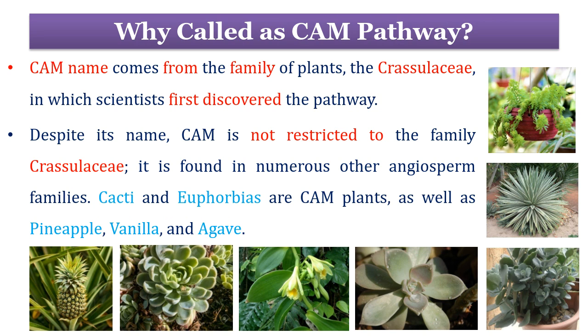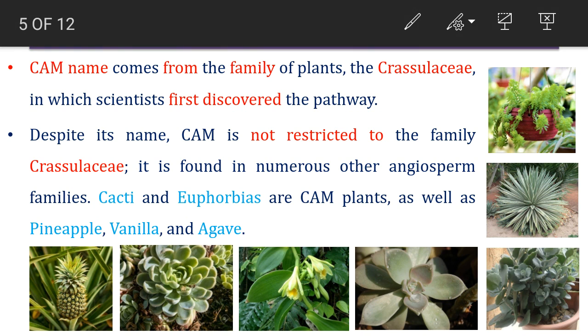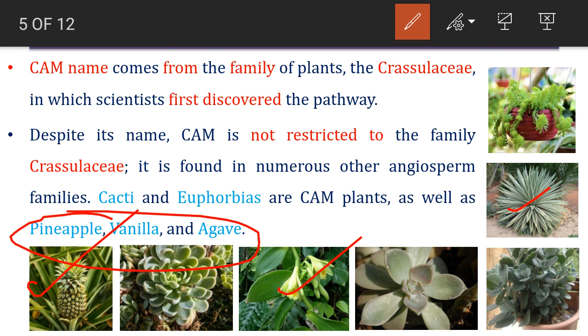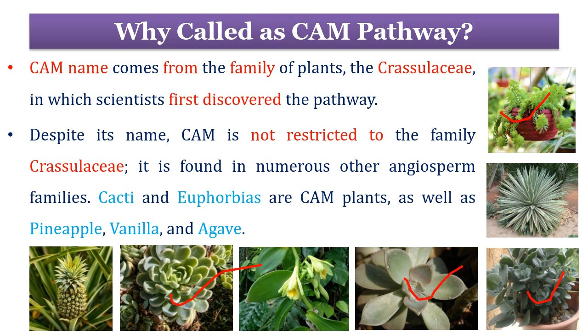and agave also. So this is overall where the CAM pathway has actually been reported. Here pineapple, vanilla and agave, these three are the exceptional plants which we have discussed here, and the rest are Crassulaceae family members. So this pathway is not only restricted to the Crassulacean plant family.